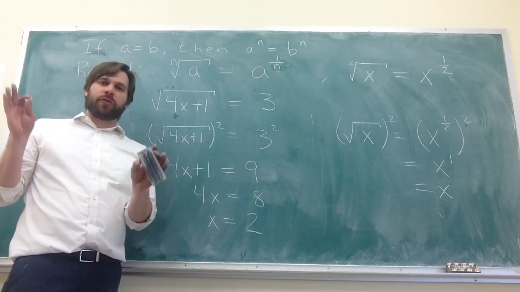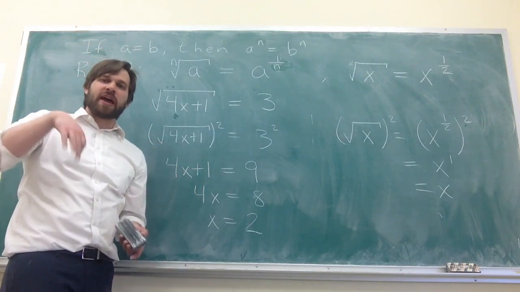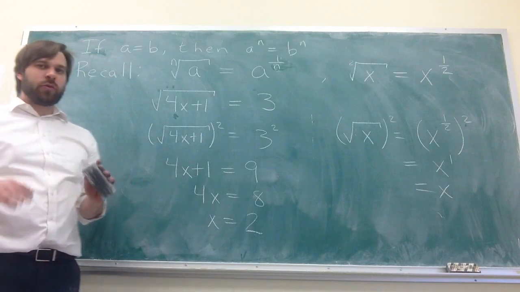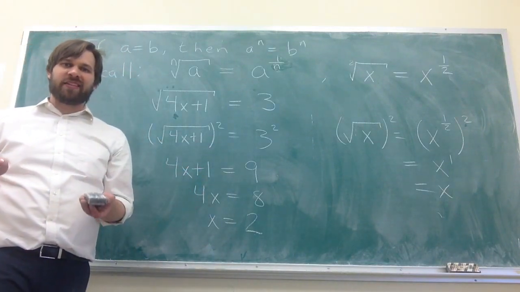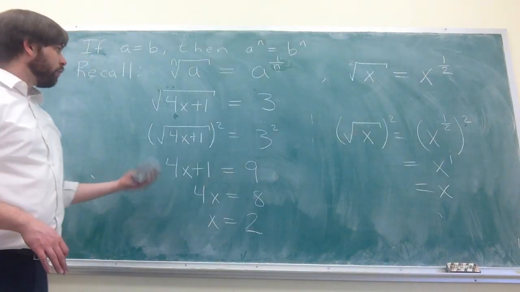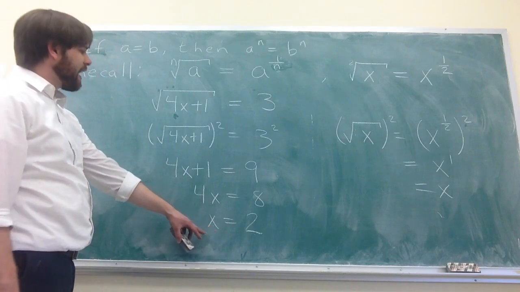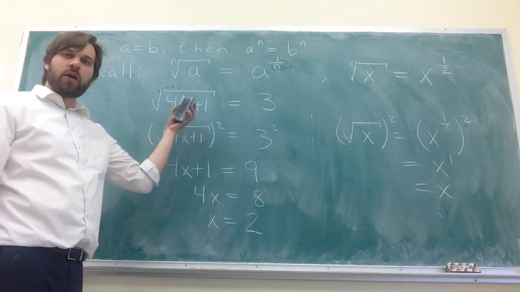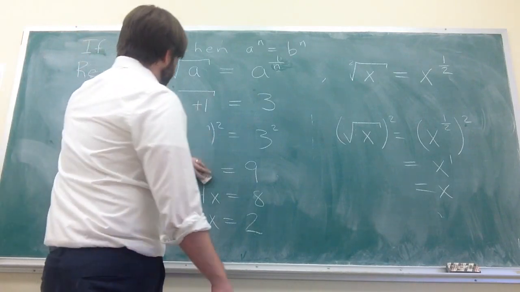Now, as with rational equations, we want to go back and check our answers to make sure we're not doing anything wrong. With rational equations, we didn't want to divide by 0. With radical equations, we don't want to take the square root of a negative. So if we take x equals 2 and plug it in here, we do, in fact, get a positive number. So there's no problems here.